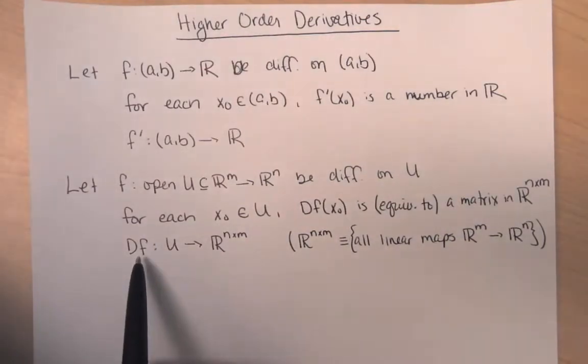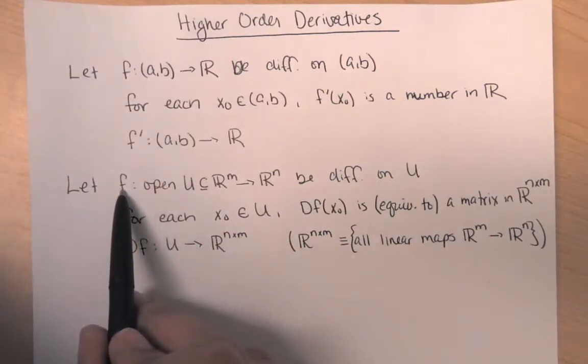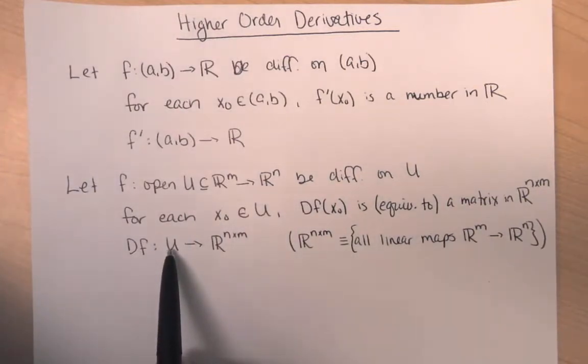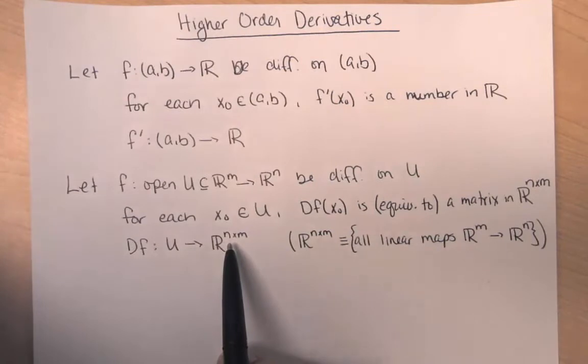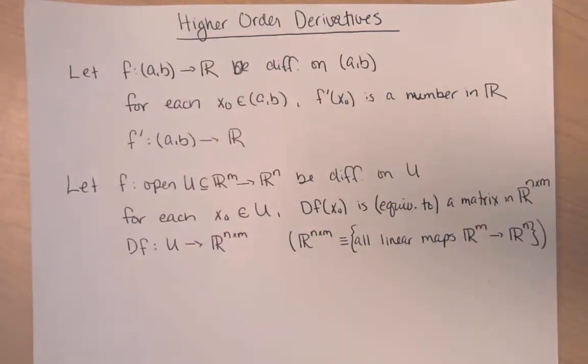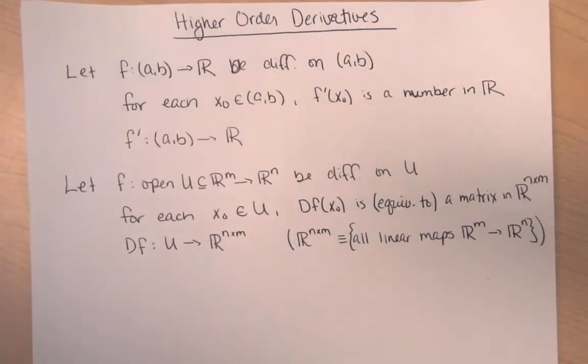So now I can consider this function from U to Rn by m. Just like I considered f that maps U to Rn, here I have another function that maps U to Rn by m. Now, by the way, I can think of Rn by m as a vector space. A linear combination of n by m matrices is an n by m matrix. So it's a vector space. It's of dimension n times m. But I can also consider whether this is differentiable.